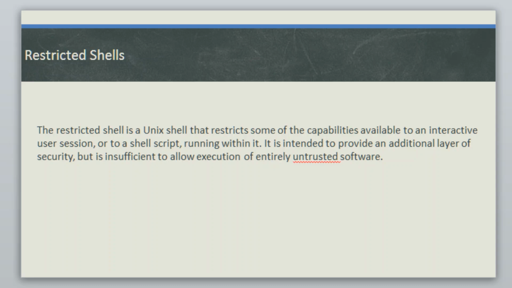Let's go ahead and talk about restricted shells. So the restricted shell is a Unix shell that restricts some of the capabilities available to an interactive user session or to a shell script running within it. It is intended to provide an additional layer of security, but is insufficient to allow execution of entirely untrusted software, okay?